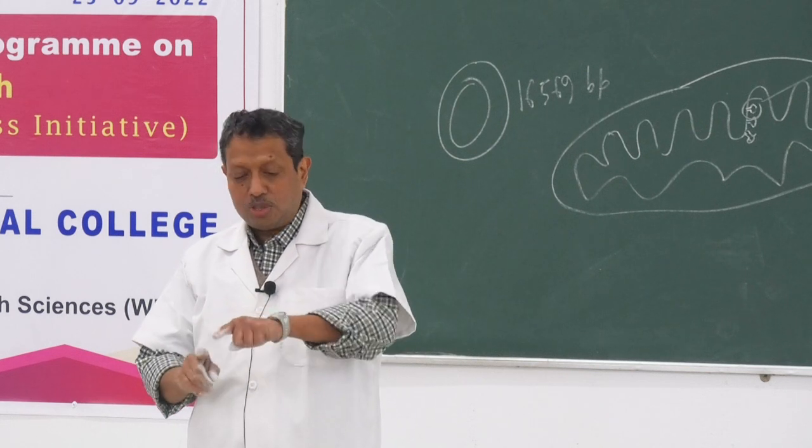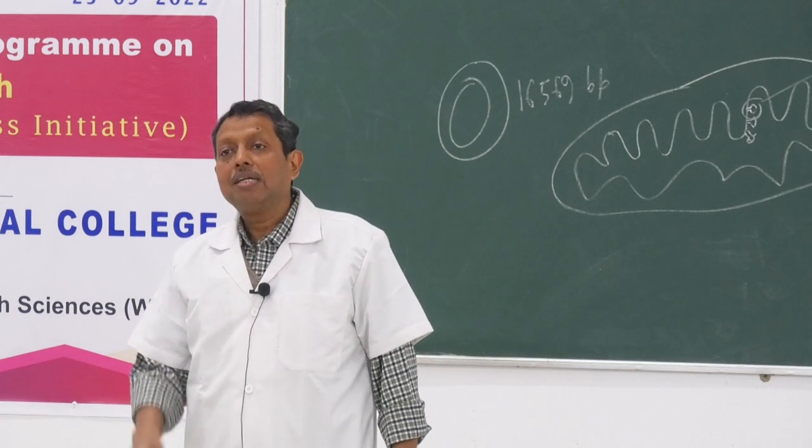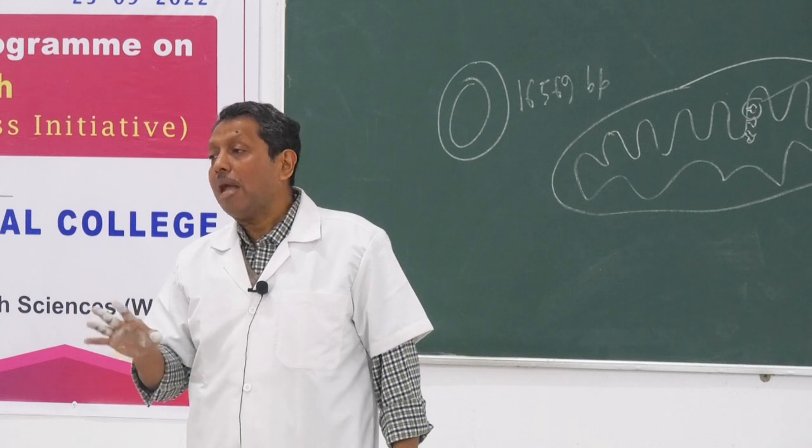Now mitochondria have a role in apoptosis. In 10 minutes we will have some idea how apoptosis takes place.